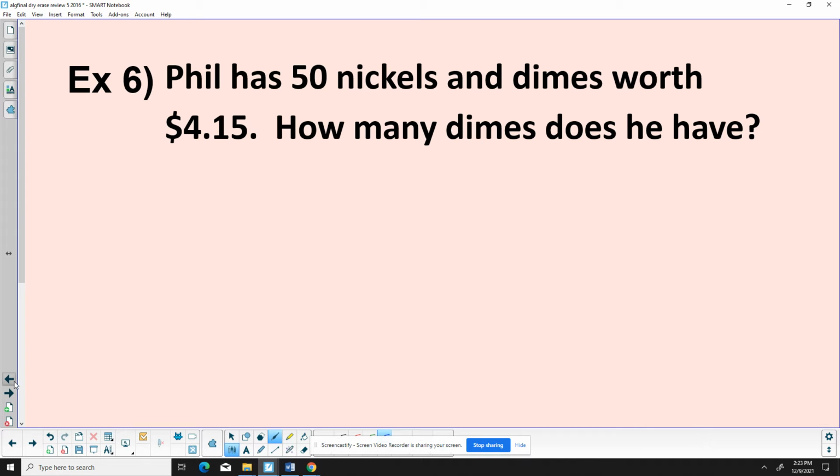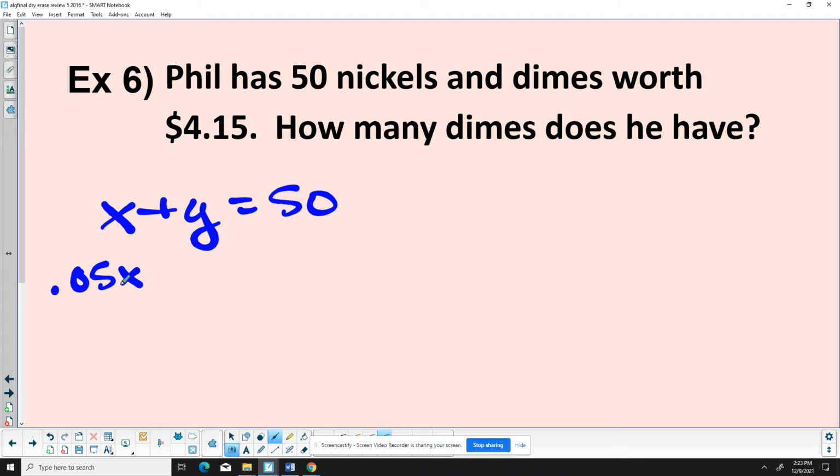Okay, let's do a few story problems. So Phil has 50 nickels and dimes worth $4.15. How many dimes does he have? So x plus y is 50, and nickels are 0.05, and dimes are 0.10.